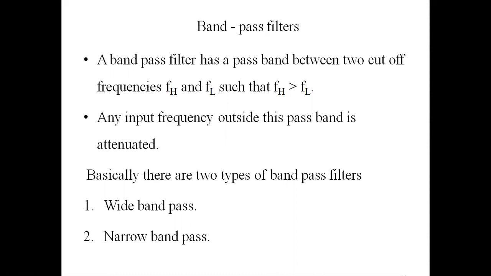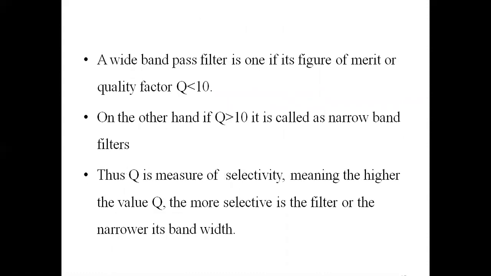Now, how should we recognize a wide band pass filter, and on the other hand, how should we recognize a narrow band filter? A wide band pass filter is one whose figure of merit, or in other words the quality factor, is less than 10. Then it is defined as a wide band pass filter. In a similar way, if the quality factor is greater than 10, it is called a narrow band filter.